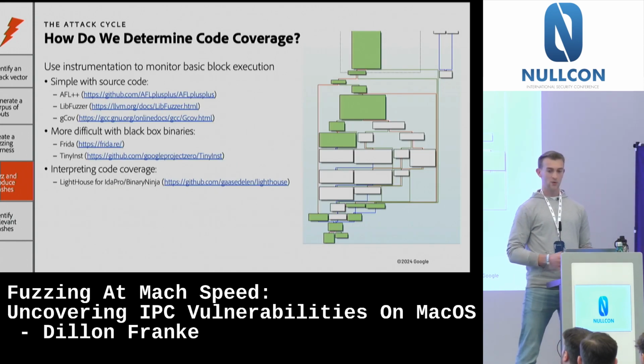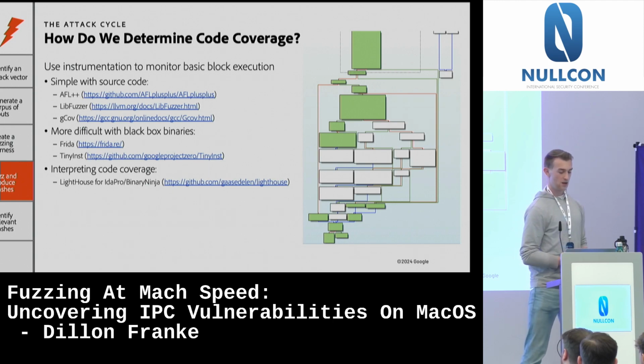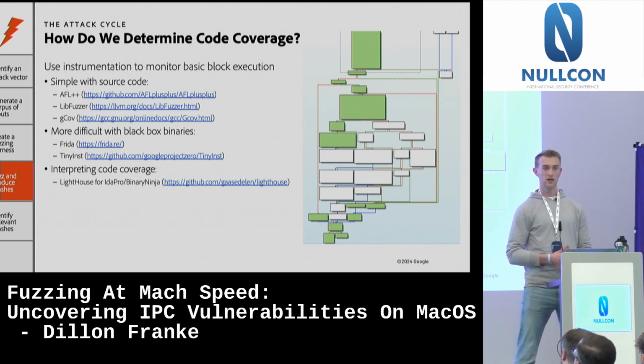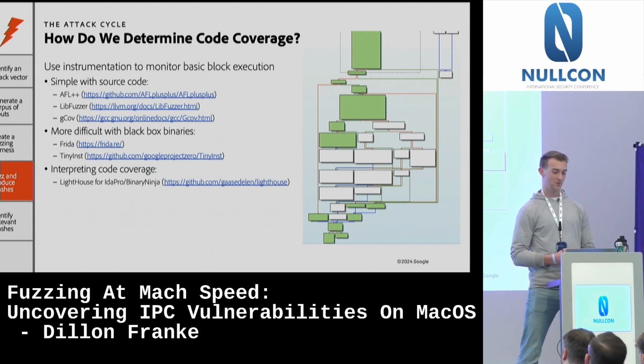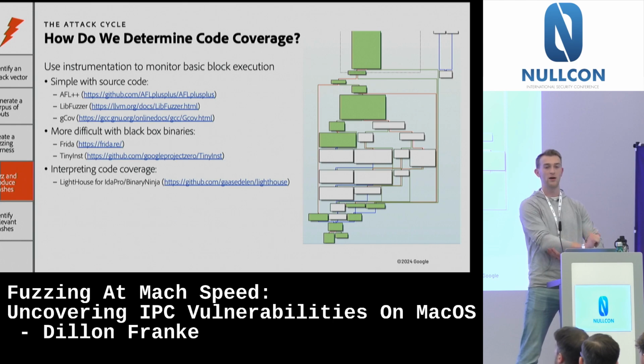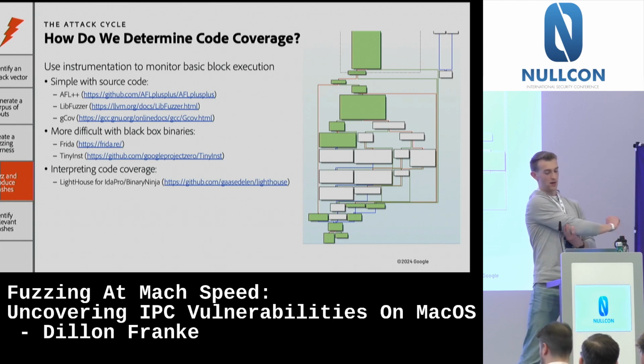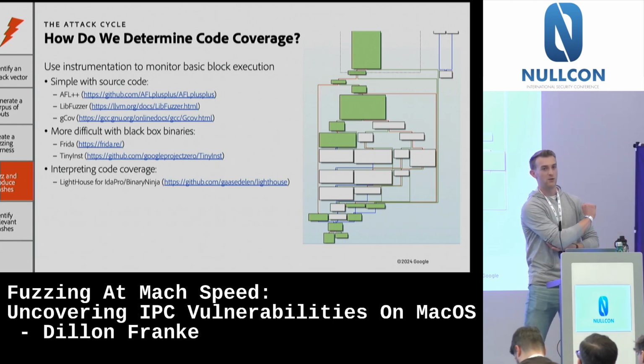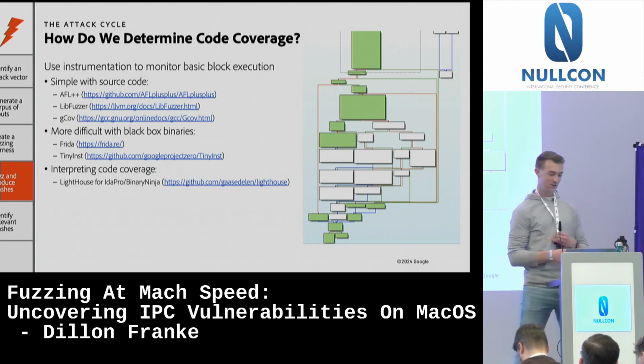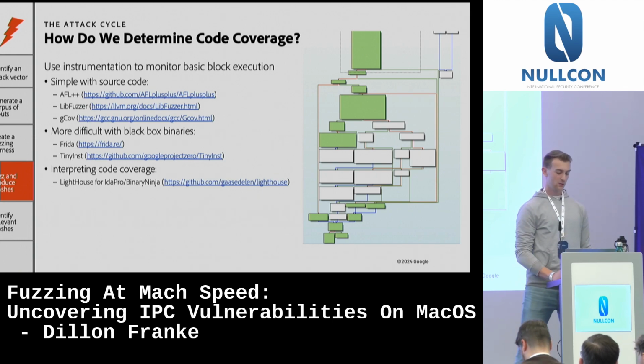So the question is, how do we actually determine code coverage when we're fuzzing a binary? It's really simple to do if you have source code. You can use things like AFL++, libFuzzer, and gcov. These will automatically grab code coverage information. You compile them into your binaries. But we're looking at black box binaries here. Unfortunately, Apple did not give me the source code for all of these binaries. So it becomes a little bit more difficult. But there are ways around this.